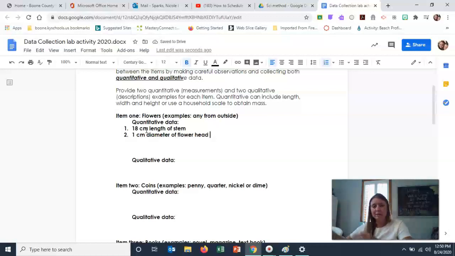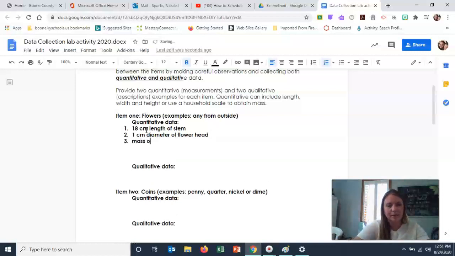You could also get the mass if you wanted to. If you had something that's much smaller, I could set this down here, measure it out. And I'm getting a read of 0.6 grams here. So you could also say mass of flower is 0.6 grams. There you go. So that's more than you need. You don't need these three, but just to kind of give you an idea.